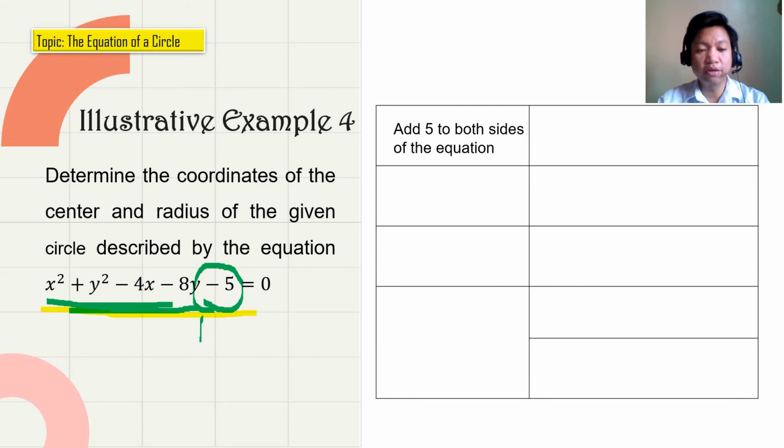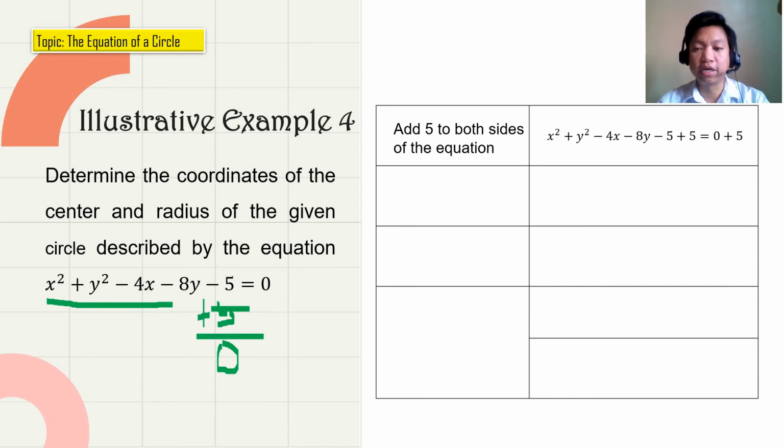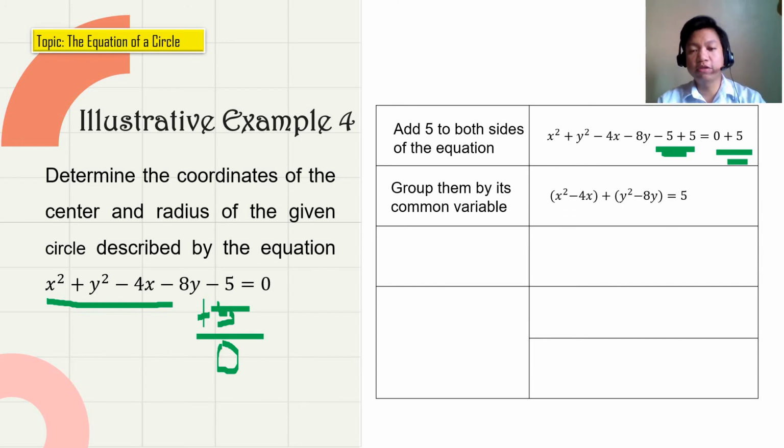Pag nag-add tayo ng 5 sa negative 5, ang magiging sagot natin dyan is what? Correct. That is 0. Para matanggal natin yung constant dyan at mapupunta siya sa right side. You just add 5. Parang yan yung original process ng pagta-transpose, no? Pag-transpose natin yung constant to the right side of the equation. Kapag na-add na natin yung 5 on both sides of the equation, magiging ganito na siya.